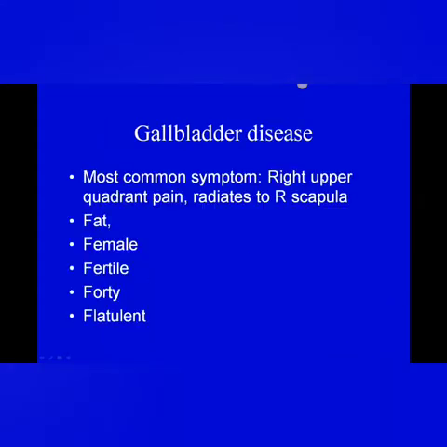So gallbladder disease, right upper quadrant pain. It radiates to the right scapula. The person that's kind of the characteristic person at risk for it, people use the 4 F's or the 5 F's. They're usually women. They're usually women who are overweight. They're women who are still premenopausal, so they're fertile. They're typically in their 40s, and they also have an increased amount of abdominal gas, and that comes from what the gallbladder does.